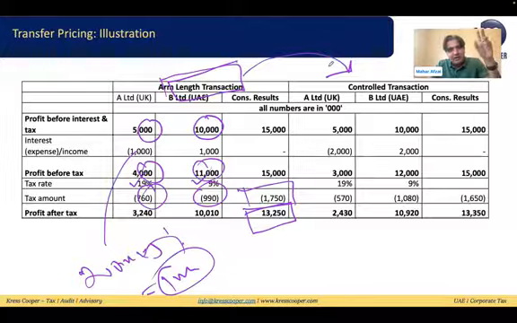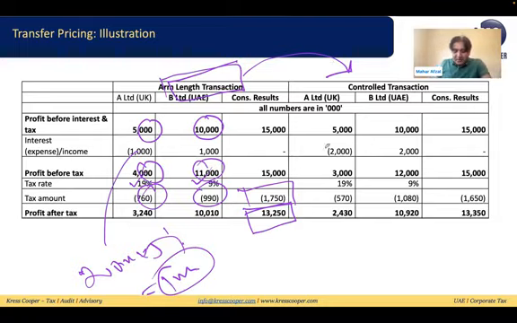We know this: UK is a high tax jurisdiction, UAE is a low tax jurisdiction. What will A be trying to achieve? A will be trying to move the profits from the high tax jurisdiction to the low tax jurisdiction, meaning to shift the profit from the UK to the UAE.